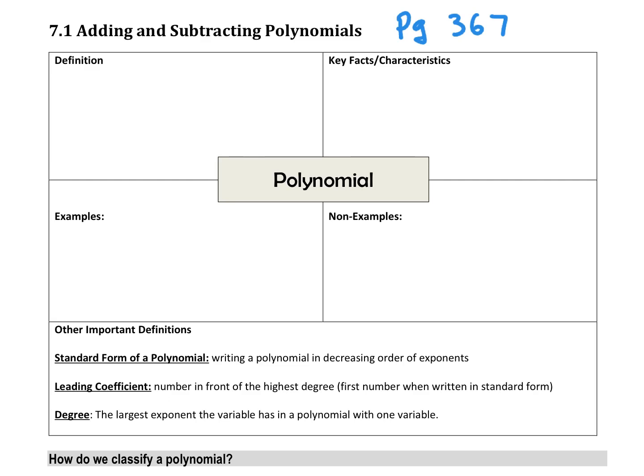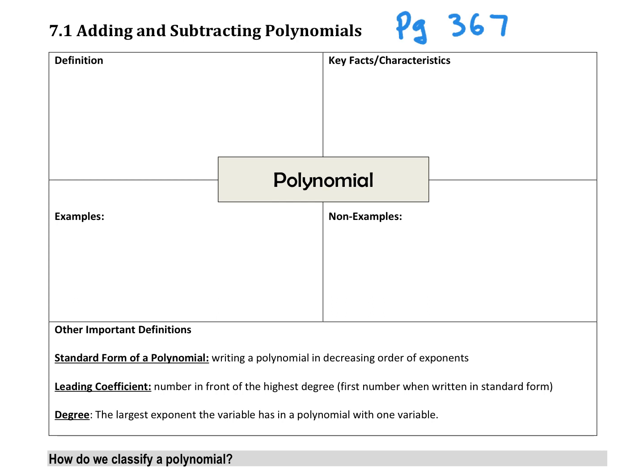Hey everyone, here's our next video. This one's starting off our new unit on polynomials. As you can see, we're at the top of page 367, so pause, get yourself to that page.